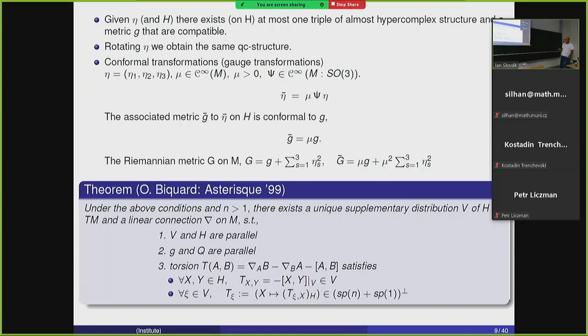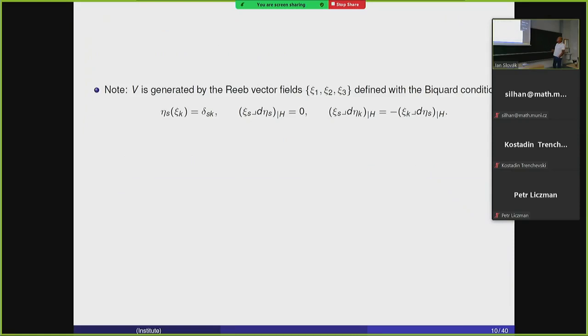So the important thing is that if one has a vertical field psi, then T psi makes sense H to H, and this endomorphism belongs to the sp(n) plus sp(1) perpendicular. Actually, this is the intrinsic torsion of the structure. One cannot avoid this part of the structure. And so this connection, I will skip this.